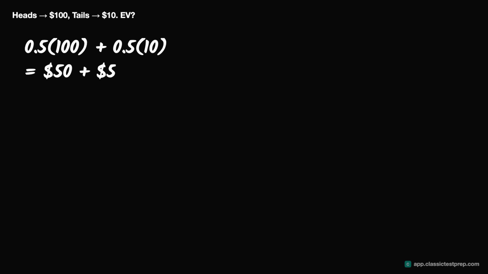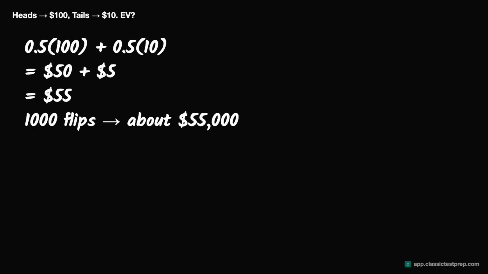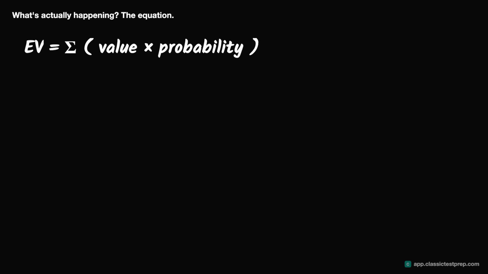Well, there's a 50% chance that you get $100. So 0.5 times 100. There's a 50% chance that you'll get $10. 0.5 times 10. So you have $50 plus $5. The expected value of flipping that coin is $55. So what's actually happening here?